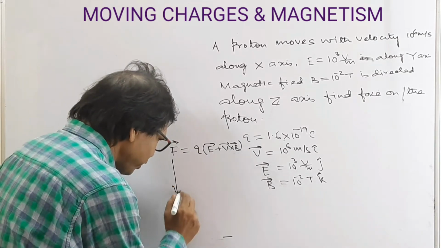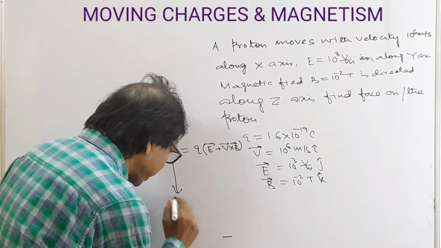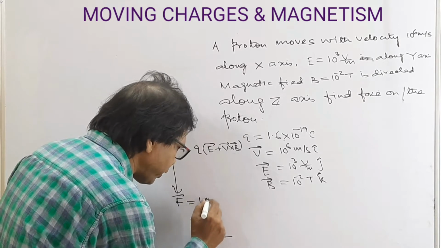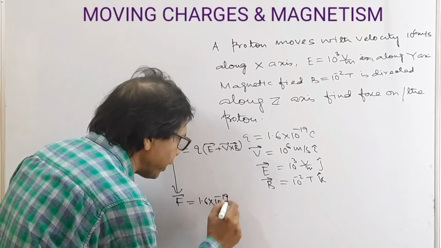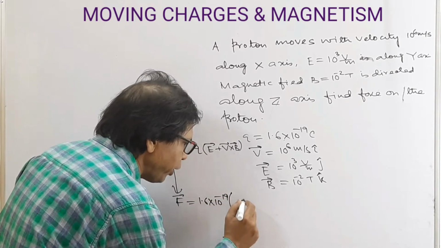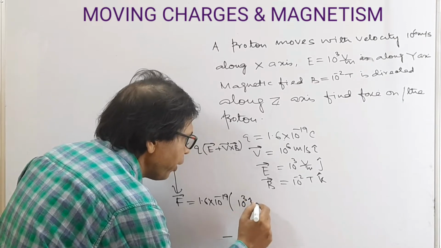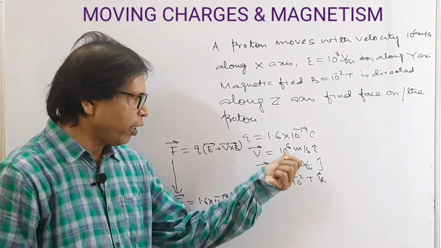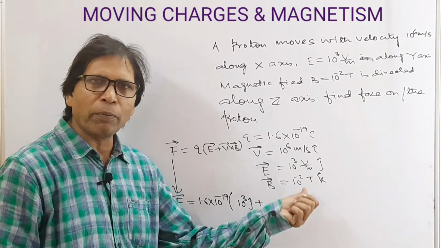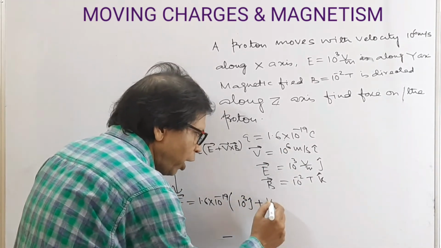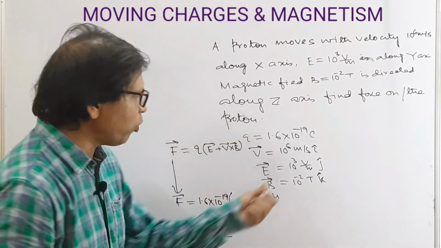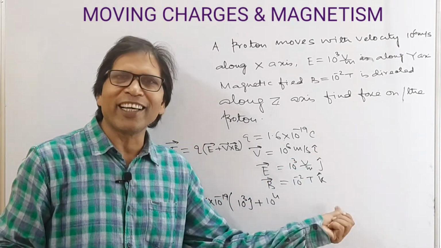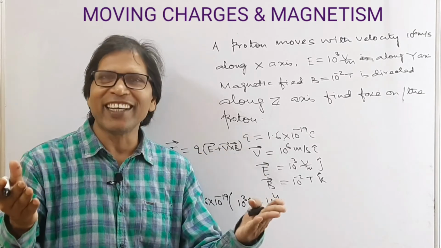Therefore, the F vector is equal to 1.6 into 10 to the power minus 19 times 10 to the power 3 j cap, plus v vector cross B vector, which is 10 to the power 6 into 10 to the power minus 2, so this is 10 to the power 4. Now, i cross k equals minus j.